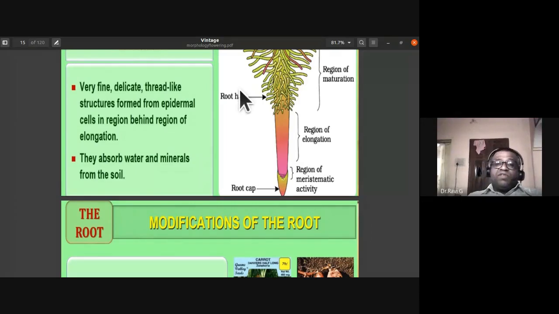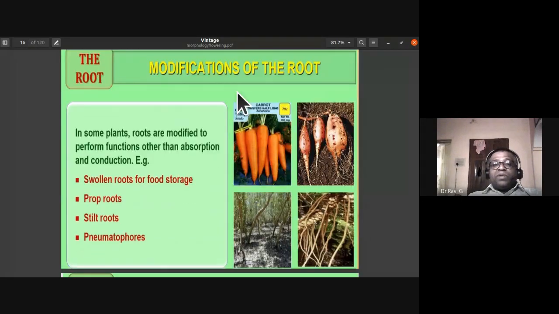Now, the modifications of the root. Some of the roots are modified for storage of food. You have three types of roots: the conical root, fusiform root, and napiform root. The conical root example is carrot. They store the food in this root. The fusiform root example is radish. Napiform, beetroot, turnip. They have a swollen structure which suddenly tapers. So beetroot and turnip are all examples of napiform roots.